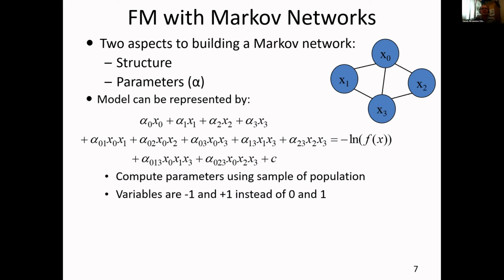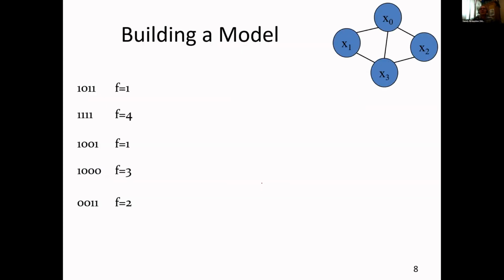There's ones for pairwise interactions, and there are a couple of terms for the 3-way interactions plus a constant, and that's all related to the negative log of fitness of a solution f of x. And we use a population with the fitness of that population to train that. So a population is just a collection of solutions that we've evaluated. So it might look something like this.